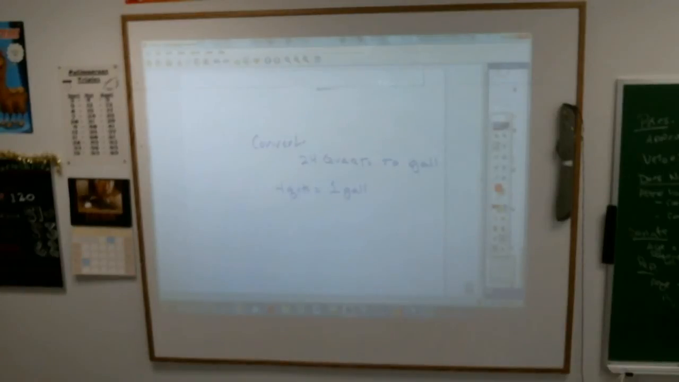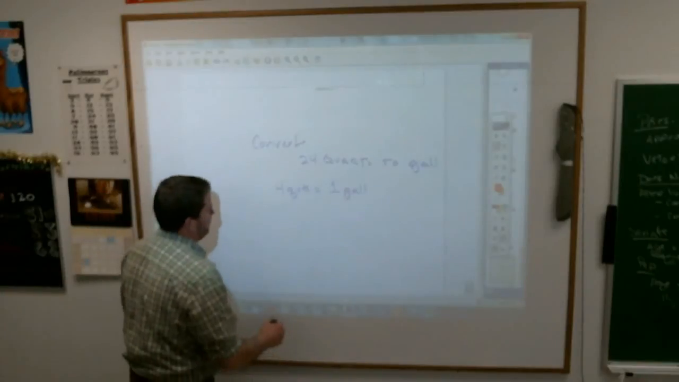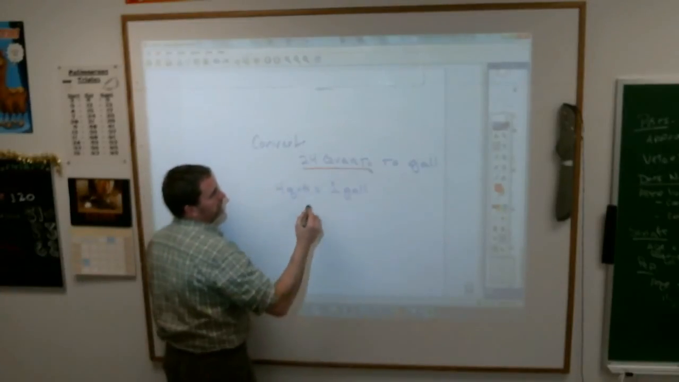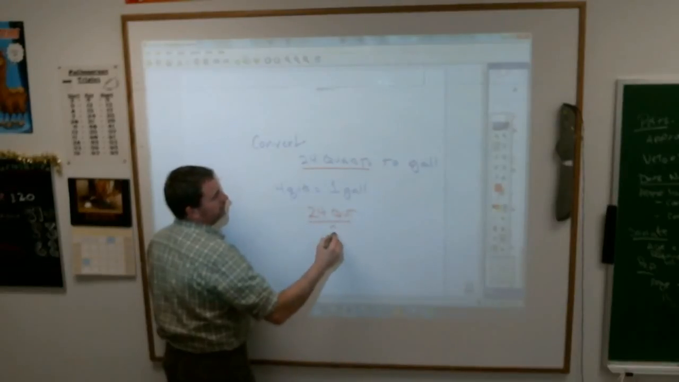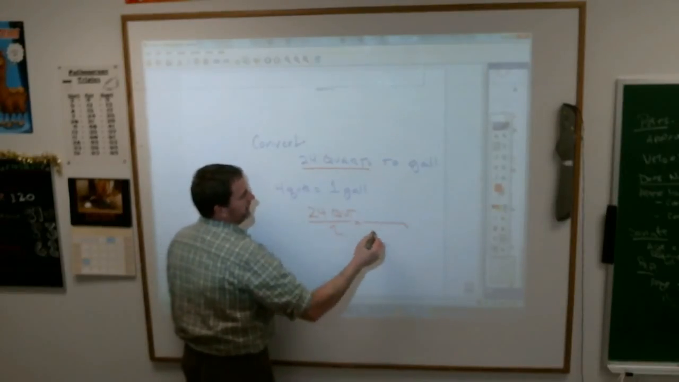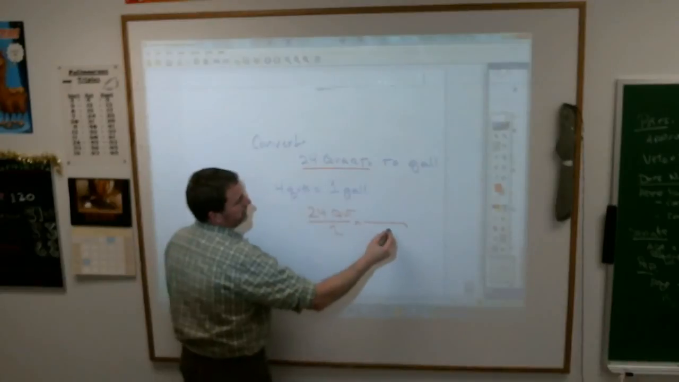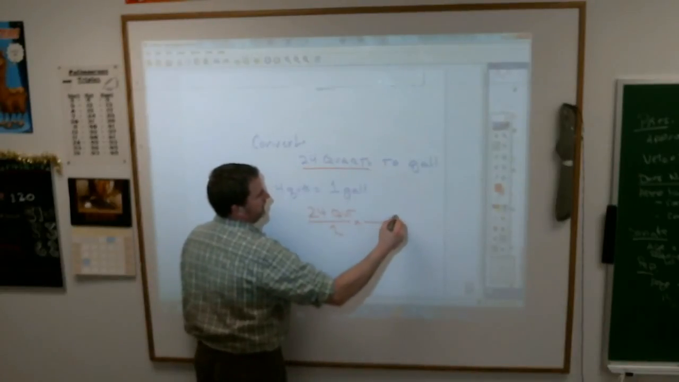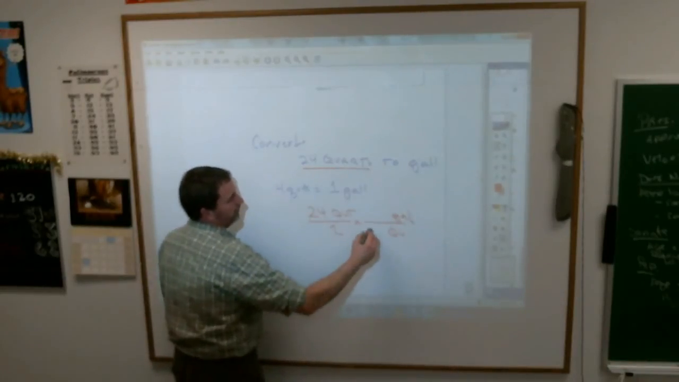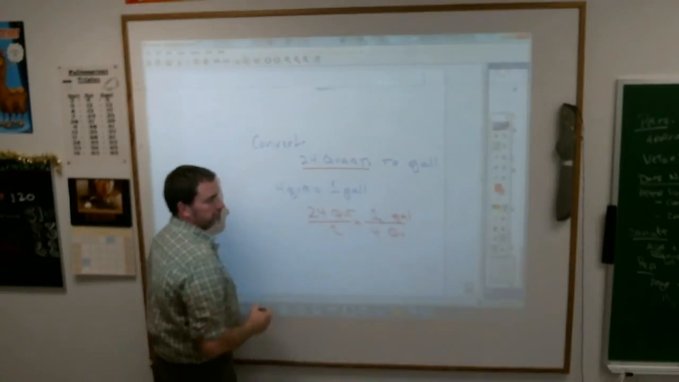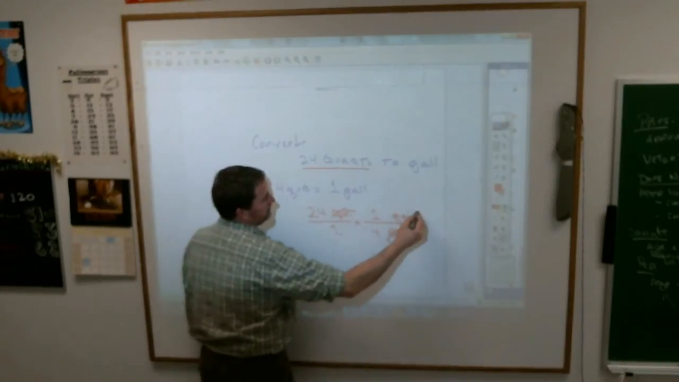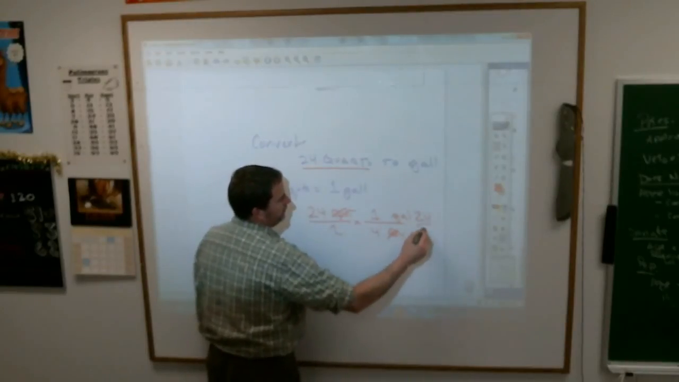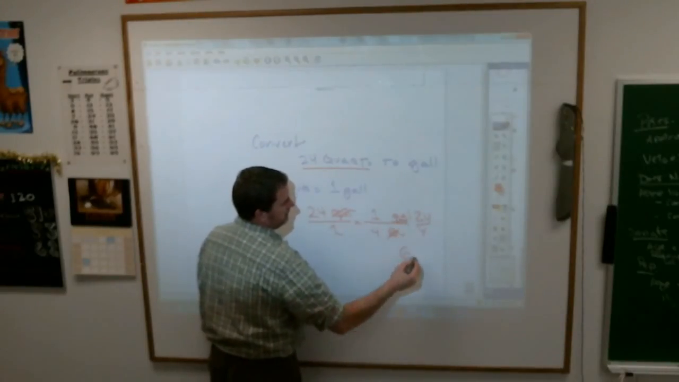Answers out there somewhere. Evan says 6 gallons. Let's see. This was what you were given, right? 24 quarts. You put that over 1. Yes. You multiply it by your conversion. Quarts and gallons here. 4 quarts, 1 gallon. Quarts cross off. 24 times 1 is 24, over 4, which is 6 gallons.